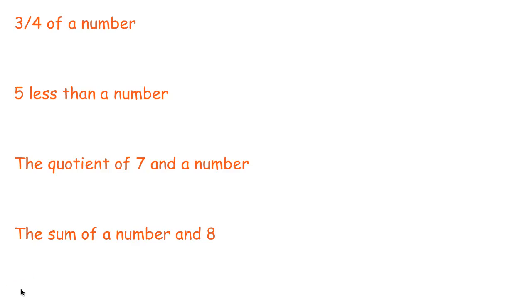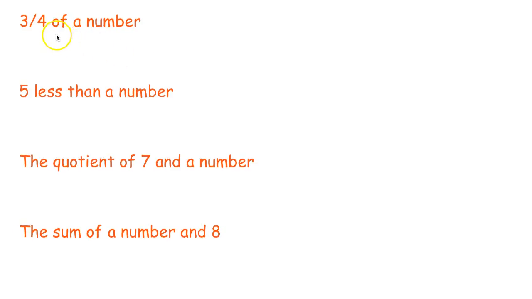All right, let's translate some phrases into numbers. If you remember, of, that means multiply. So this one we know that we have to multiply 3/4 and a number. When it says a number, we don't know what it is, so we have to use a variable. You could use any letter you want, and this time I'm going to use n. So I can say 3/4 times n. I can also write this 3/4, put parentheses, of n.